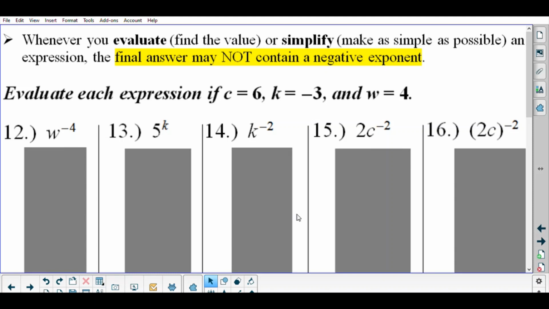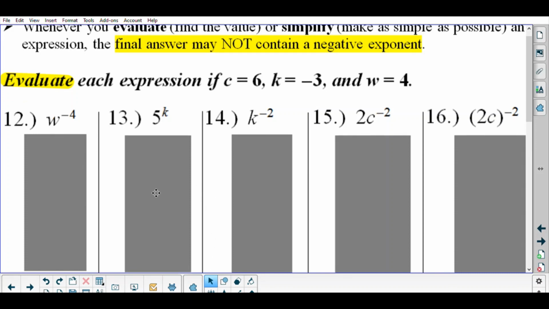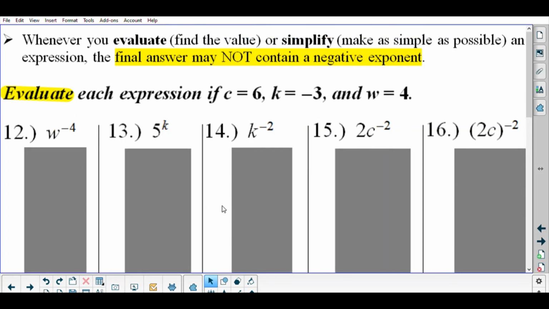But now we are dealing with negative exponents. So take a look at these directions. It says evaluate, which means find the final answer or the final value of the problem. And as I just told you, whenever you have the words evaluate or simplify in your directions, the final answer is not allowed to contain a negative exponent. I'm going to go ahead and do problem number 12 for you. But before we do it, let's finish reading the directions. It says, evaluate each expression if C equals 6, K equals negative 3, and W equals 4. Guys, you always got to read directions. If you wouldn't read the directions, you wouldn't have a clue how to do these problems.